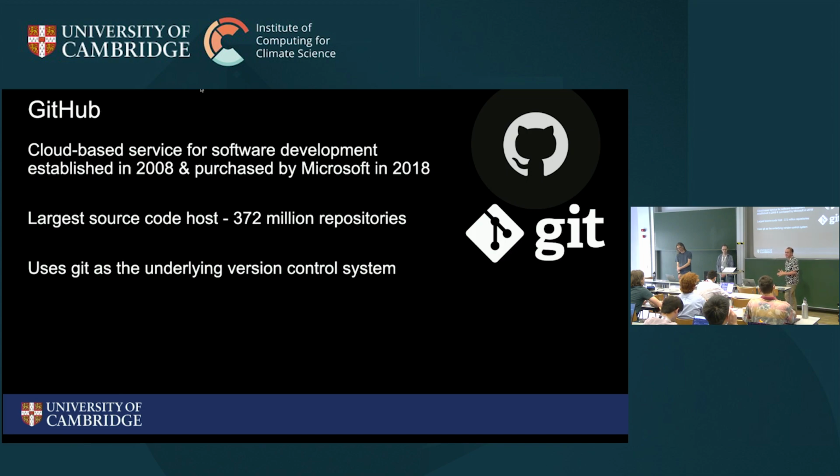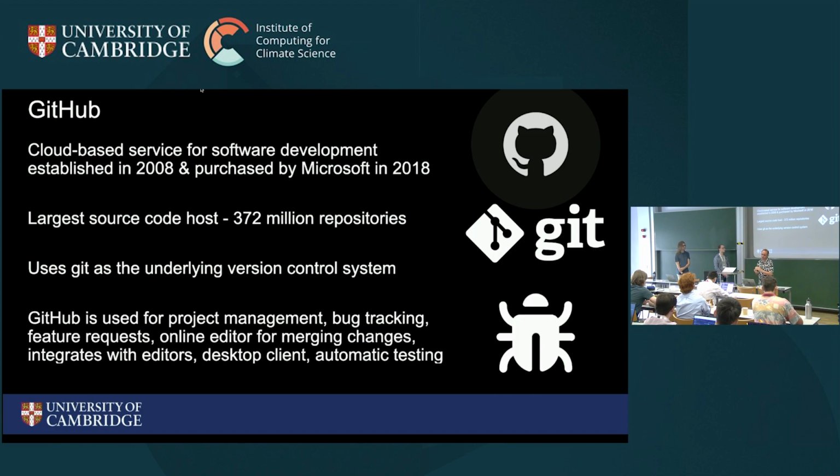The underlying technology is Git for the version control system, for tracking changes, adding files, and how it talks between different copies of the repository, which we'll go into later a little bit in this talk.